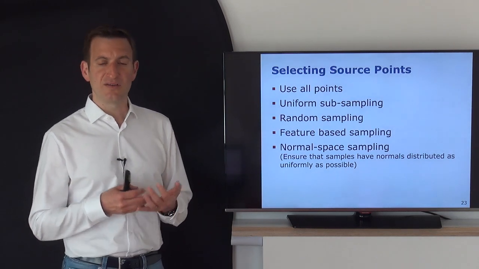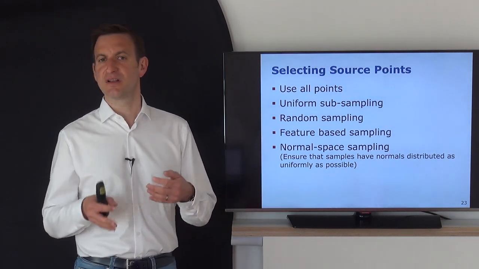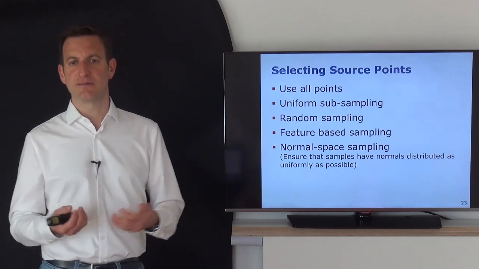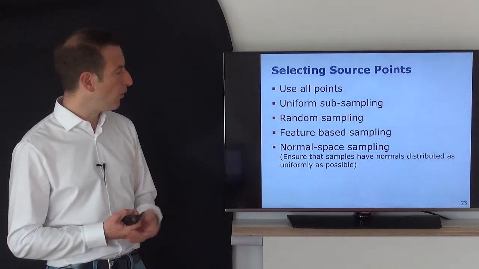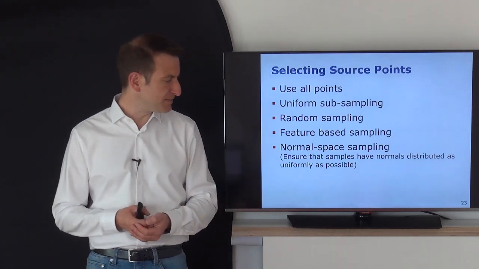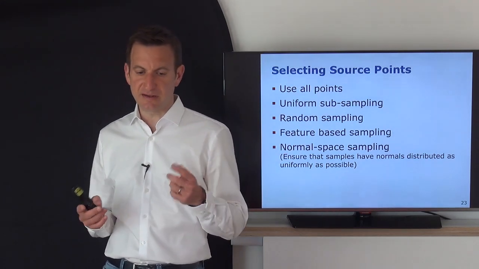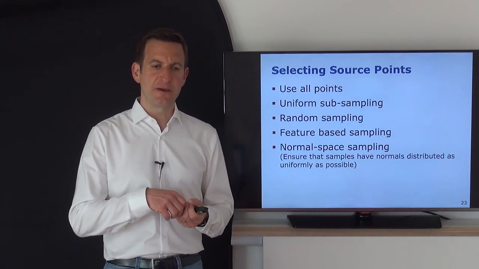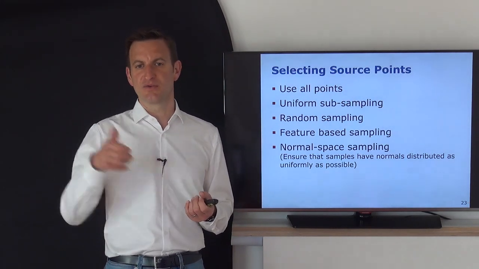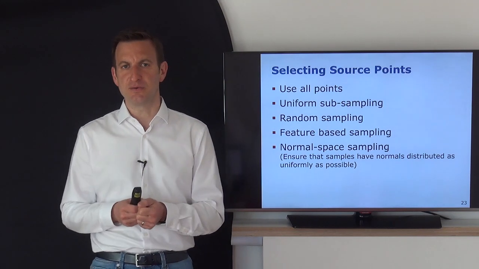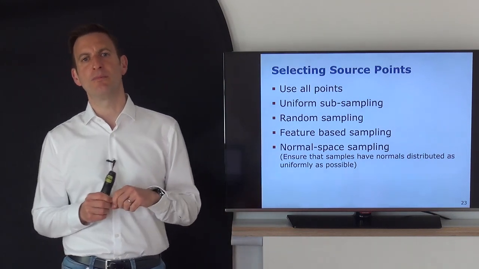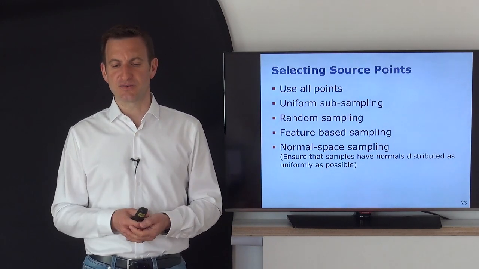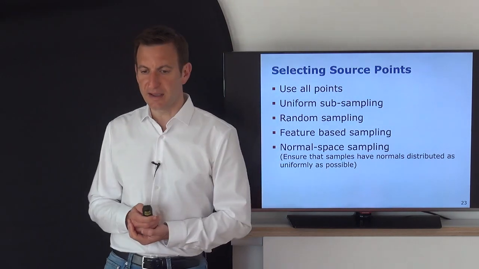We can do sampling based on certain types of features. Let's say I have certain objects which are more important than others for my alignment, and of course I can take that information into account. Or what's often done is a normal space sampling, where I basically have a higher density of points in regions with strong normal variation. Where I have surfaces with a high curvature, because they're typically better suited for the alignment, I'm sampling more points in those regions compared to, let's say, very flat, large surfaces. That's also something that I can do.